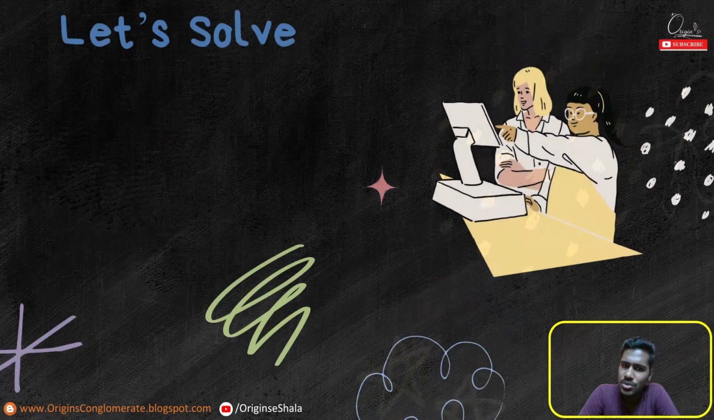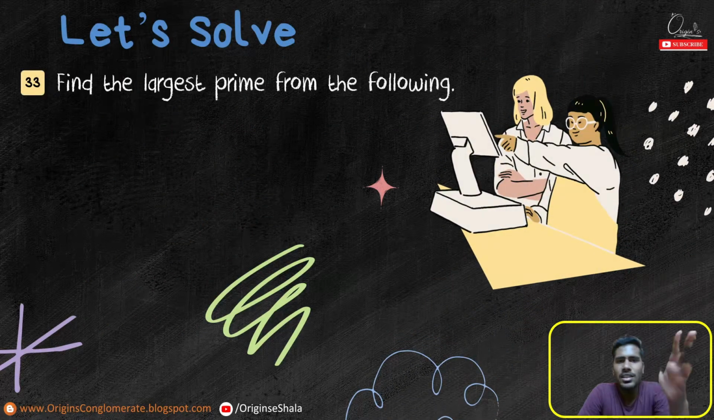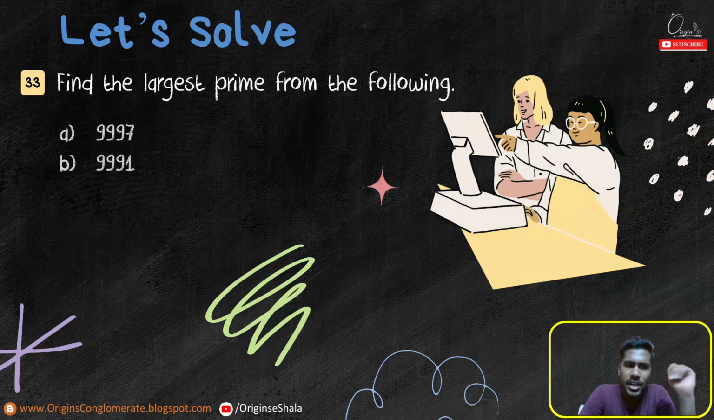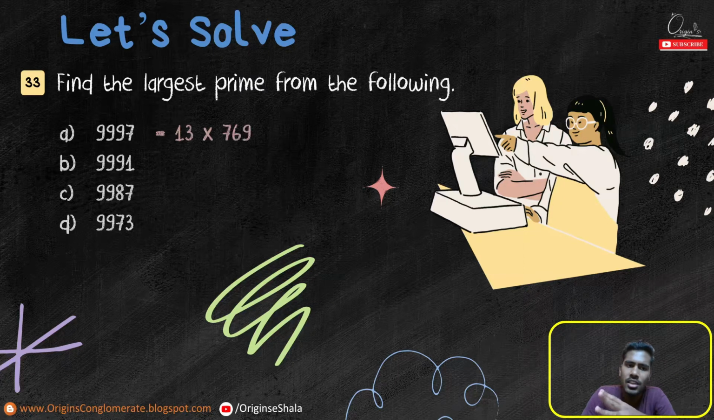Right now, let's do the promised part. I'm going to demonstrate to you how a question is framed. Find the largest prime from the following: 9997, 9991, 9987, and 9973. Now, obviously, if we are asked for the largest, I will try from the largest number. But if you have remembered that 9973 is our largest 4-digit prime number, you don't need to even worry about it. You can directly take it and go.